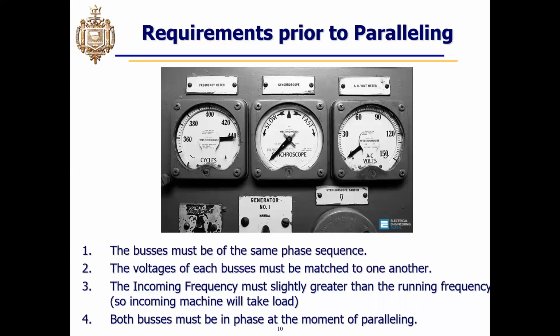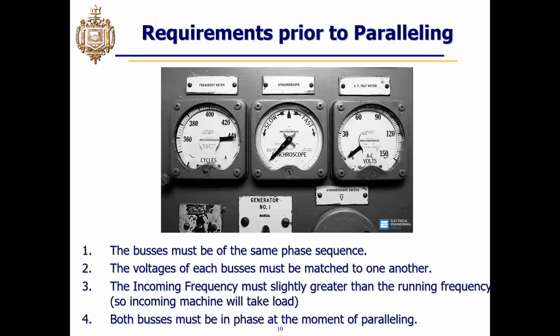What does this look like? We use something called a synchroscope. Synchroscope is the center meter on this picture. The synchroscope compares the incoming machine's frequency to the running machine. So if your running machine was a ship service turbine generator and your incoming is shore power, it's monitoring both the shore power frequency and the ship service turbine generator frequency. So if the incoming machine is higher in frequency than the running machine, the synchroscope will spin in the fast direction. And likewise, if the running machine's frequency is higher than the incoming, it will spin in the slow direction.